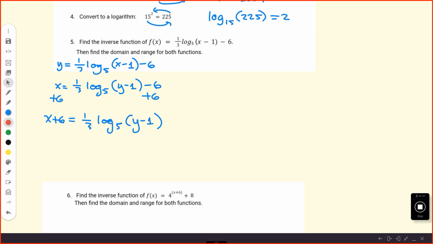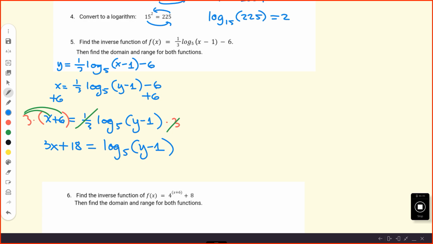That's correct. So I'm going to multiply this by 3 to get rid of the 1/3 at the right side and multiply this by 3. So this will cancel out the 1/3. And then you're going to distribute the 3 to x plus 6, right? So this is going to be what? 3x plus 18. Okay, you distribute the 3 to both terms. All right, so equals log base 5 of (y minus 1).